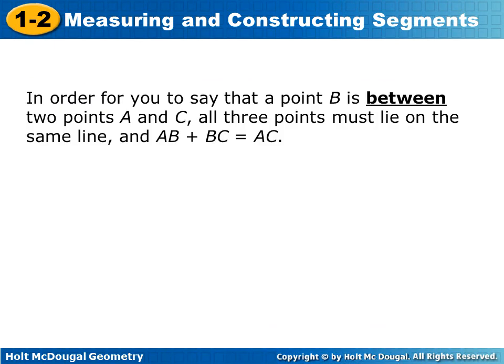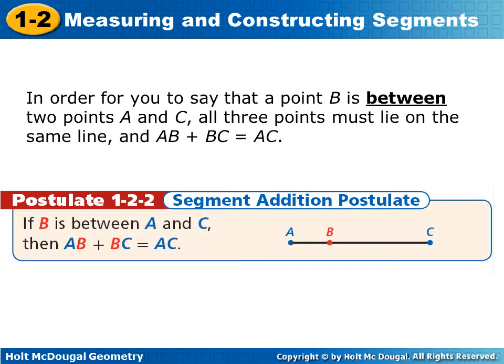In order for you to say that point B is between 2 points A and C, all 3 points must lie on the same line, and AB plus BC needs to equal AC, which is postulate 1-2-2, the segment addition postulate. Make sure you have this one written down especially because you will be using this a lot throughout your proofs. This is one of the most commonly used postulates. It says if B is between A and C, then AB plus BC is equal to AC, which makes sense because if we take half the line and add the other half of the line, it equals the whole line.